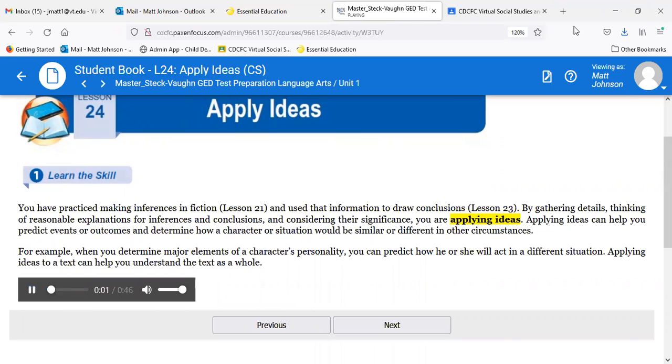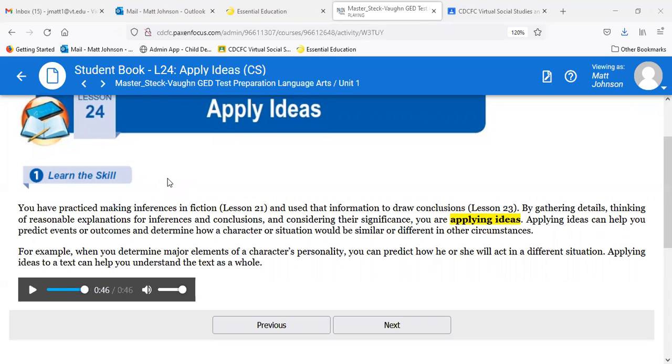You have practiced making inferences in fiction, Lesson 21, and used that information to draw conclusions, Lesson 23. By gathering details, thinking of reasonable explanations for inferences and conclusions, and considering their significance, you are applying ideas. Applying ideas can help you predict events or outcomes and determine how a character or situation would be similar or different in other circumstances. For example, when you determine major elements of a character's personality, you can predict how he or she will act in a different situation. Applying ideas to a text can help you understand the text as a whole.